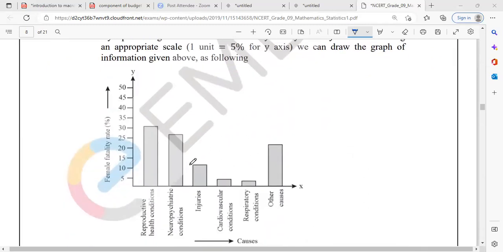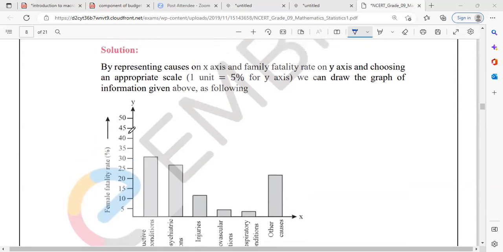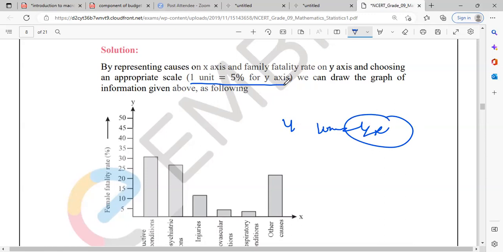Okay. I hope you made it like this one, right? They have taken the gap of 5, 5, 5, 5, 5. So it doesn't matter how you take it. You can take it. But remember one thing. Whenever you are taking the scale, they have taken 5, 5, 5, so they have written 1 unit equals 5% for the y-axis. You have taken 4. Yes, ma'am. So what will you write? You will write 1 unit equals 4% for the y-axis.